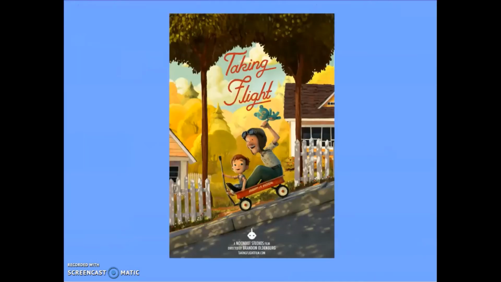Today, we're going to be starting a new topic. We're going to be looking at this short film called Taking Flight. We're going to watch it lots so we're familiar with the story, and eventually you're going to write your own part of the story, continuing the adventure. Just from looking at the picture, what do you think this story might be about?